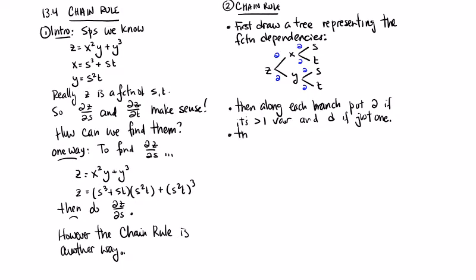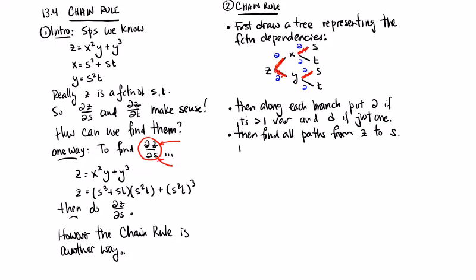Then what we do is find all paths from z to s. In this case, it's z to s because we're looking for, in this problem, partial z, partial s. So there's a z on top and there's an s below. So in our particular case, we can go from z to x, and then from x to s, that is one path from z to s. Or we can go from z to y, and then from y to s. So that's the second path, two different paths.